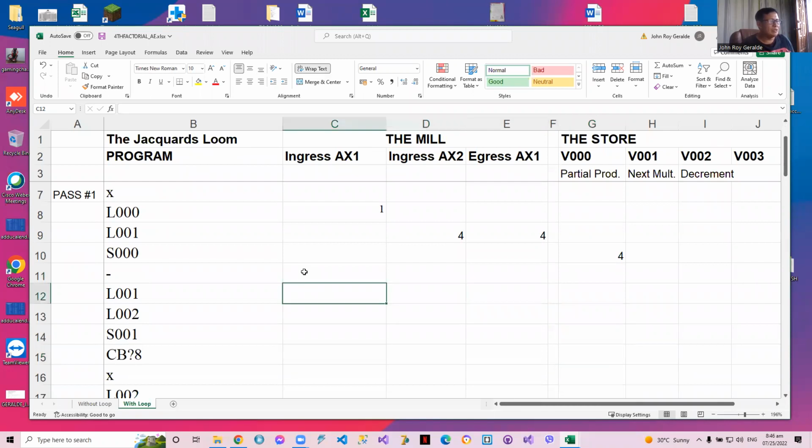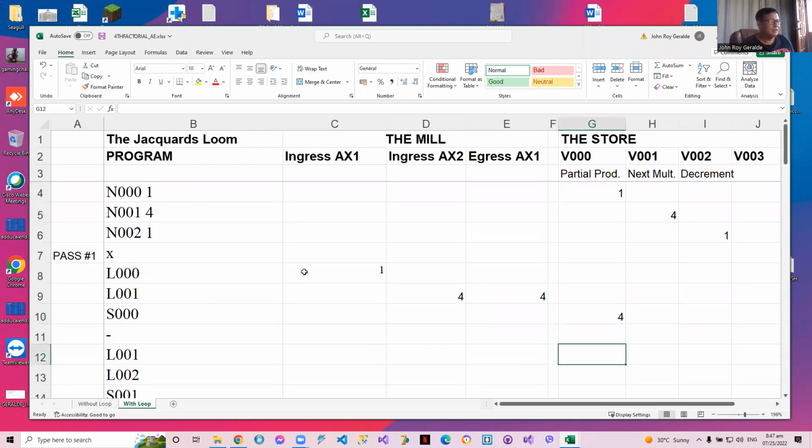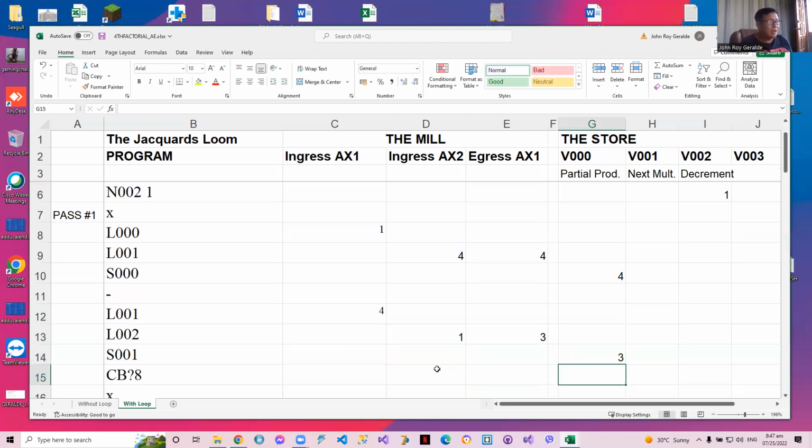First, L001, what's that? Did I make a mistake? Okay. No, it's not wrong, it's correct. L001 is 4, right? 4, here. L002 is 1. That's always 1. So 1. It will now do a minus. 4 minus 1, the y-axis will become 3. And S001, this will become 3. Do you follow?